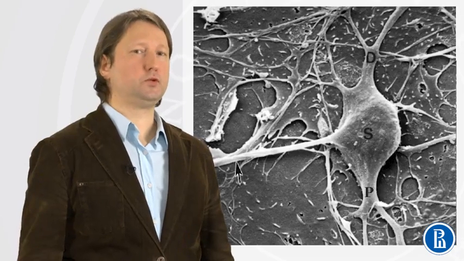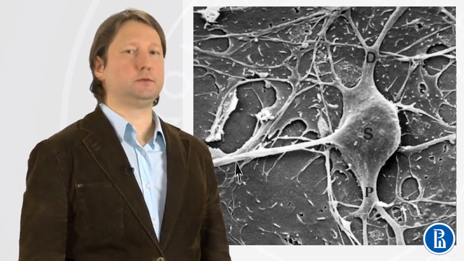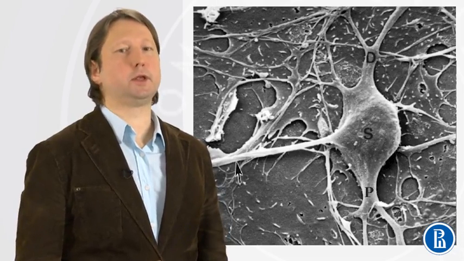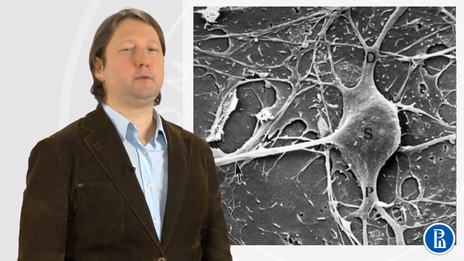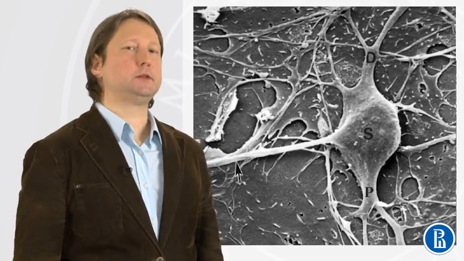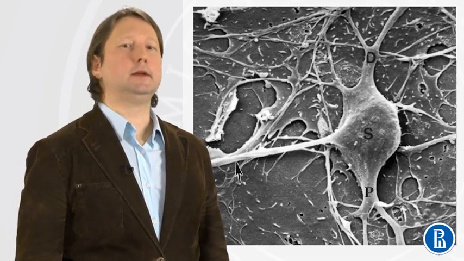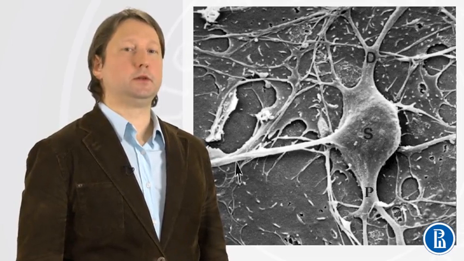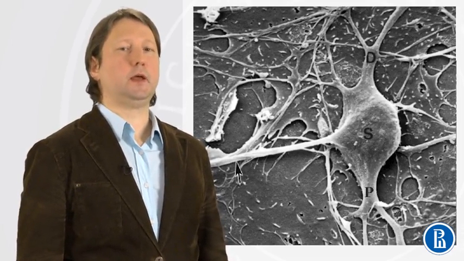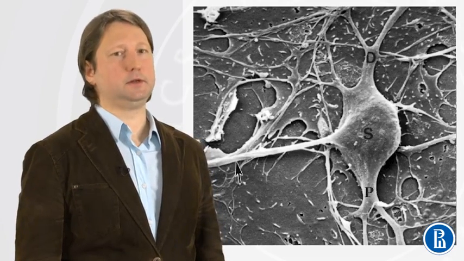We can of course visualize the structure of this neuron using, for example, electron microscopy. But we also can put a small sensor, a small electrode, near this neuron or inside of this neuron and record the activity of the single neuron.